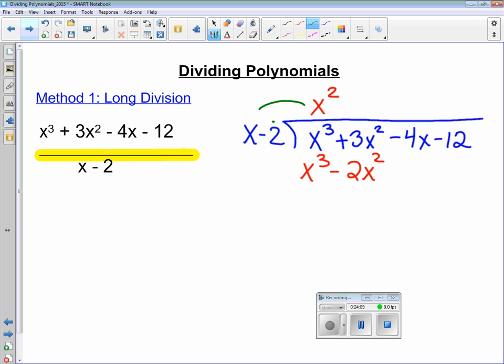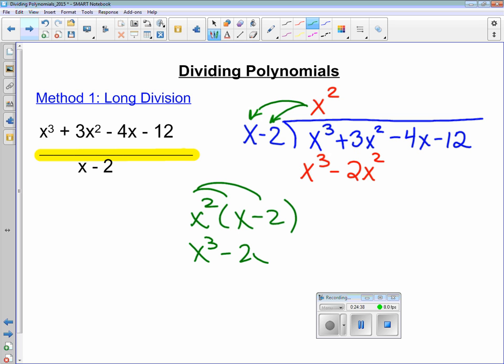X squared. Why did I pick x squared? Because that's how I got x to the third. X times x squared is x to the third. I take that and multiply it times everything that I'm dividing by. You take this and multiply it times both and put it here. Think about it. X squared times x minus 2. If I distributed it, wouldn't I get that? I'm just distributing it. It doesn't have parentheses. That's all I'm doing.